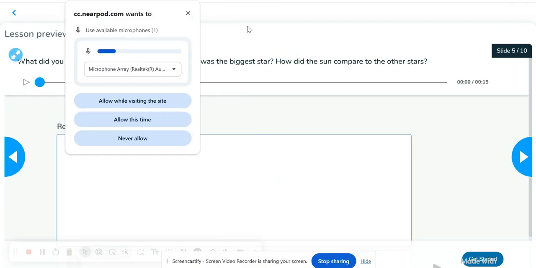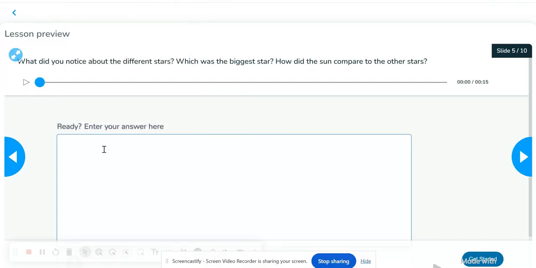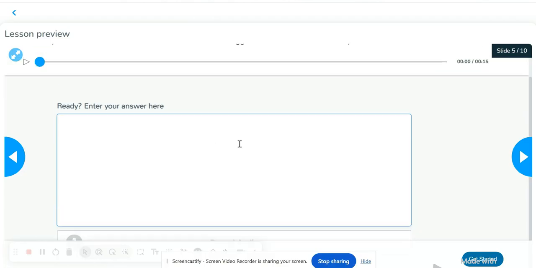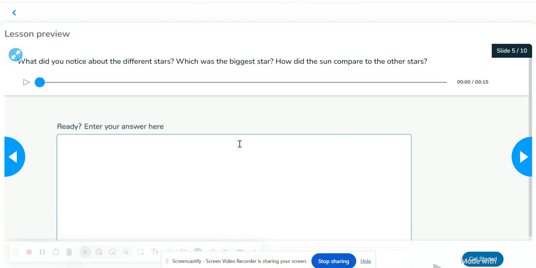Next, they will have another question about the stars, a few questions to answer. They can record audio again, or they can type it out, whichever one is easier for the student, so I can see how much they are understanding. And again, it does read the question to them.